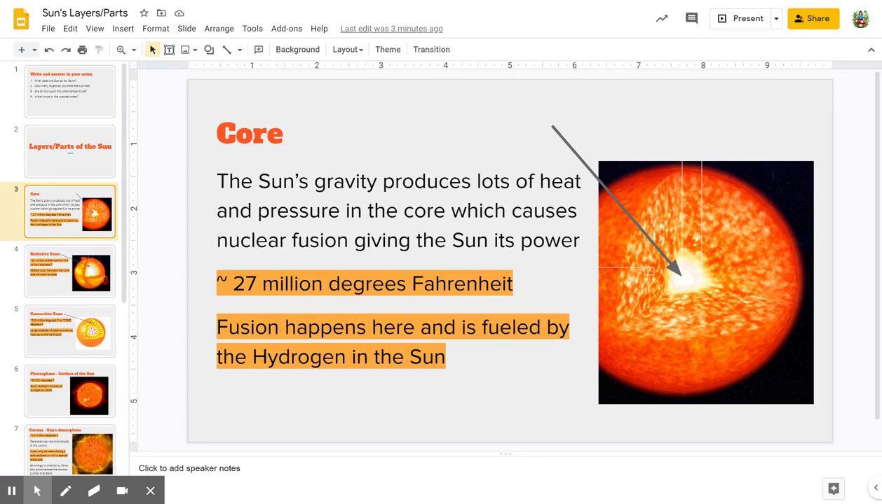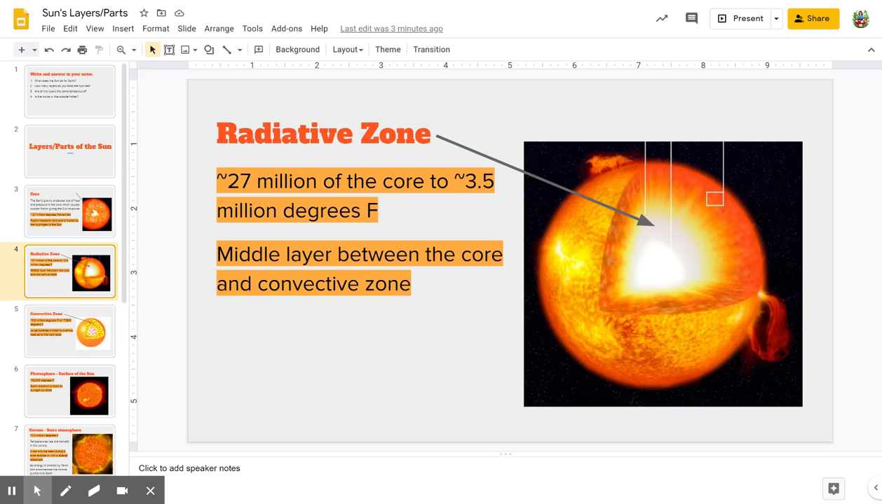And the first part of the sun we're going to talk about is the core. This is the very center of the sun, and this is where we get all the energy that powers the sun. This is where nuclear fusion happens. So nuclear fusion is the process that fuels the sun. So that's where the sun's power comes from, is nuclear fusion. And the core is about 27 million degrees Fahrenheit. That's really hot.